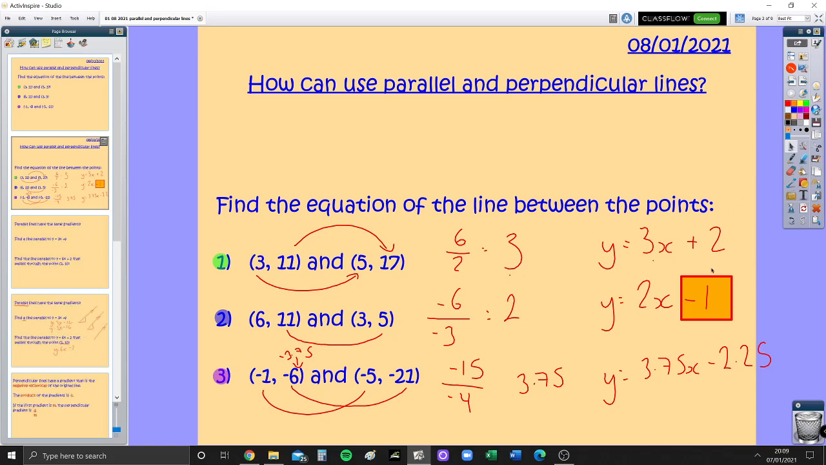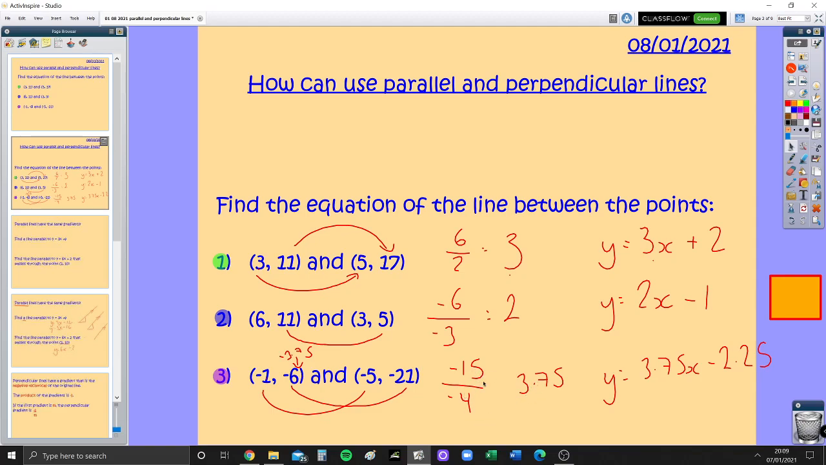But of course, just like last lesson, if you wrote out a full substitution method, that should be absolutely sufficient for you to be able to work out the constant term that we've got at the end. When we're looking down with our last number here, the last question, we've gone from minus 6 down to minus 21, so we've gone down by 15 in that case. And then from minus 1 to minus 5 with the x values, we've gone down by 4. Obviously our negatives cancel out again, and 15 over 4 gives us 3.75.